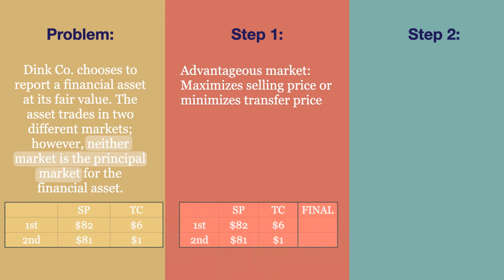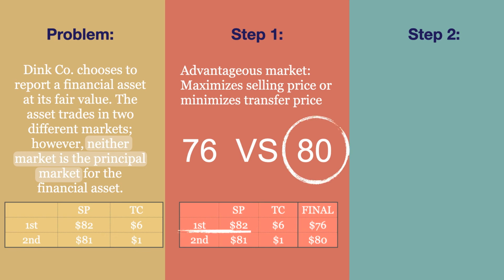Grabbing that table up from the first section, we are now going to calculate the final selling price for each market. That's very easy to do. We simply grab that selling price and subtract the transaction cost. So for market 1, we have 82 minus 6, which gives us $76. And similarly, for the market 2, we have 81 minus 1, giving us a final selling price of $80. Comparing 76 with 80, well, we know that 80 beats 76, and we also know that that pertains to the second market. We have a winner.